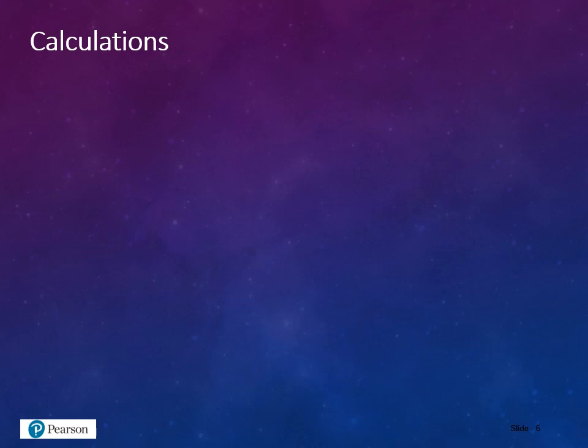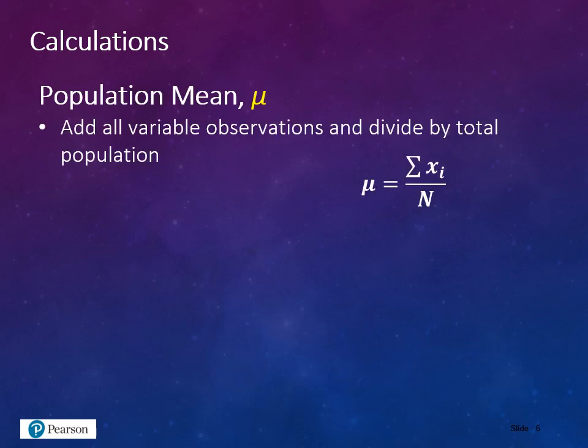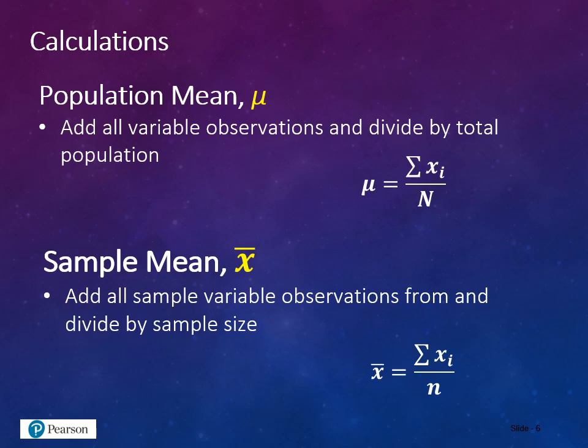Calculations. Population mean, mu: add all the variable observations and divide by the total population. So if we have all the data from each of the population parts, we simply add all those responses or observations, that's the numerator, and divide by the population size, uppercase N. For the sample mean, or X bar, we add all the sample variable observations. These are documented the same way. We just add up the responses and then divide by the sample size.